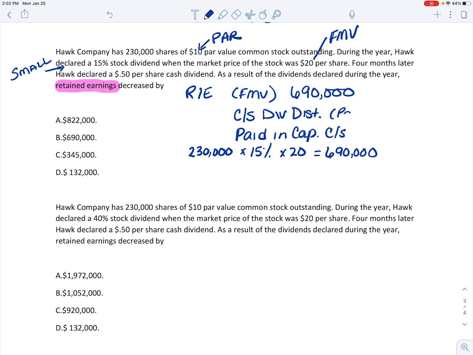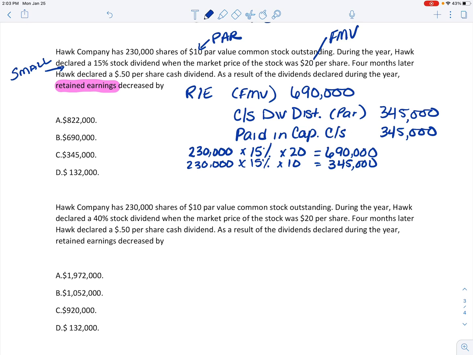The second piece is recorded at par value. Par value changes this second part of it to $10. Therefore, it's really only half. And because it was half, the difference is the same amount. That's the first piece, though.